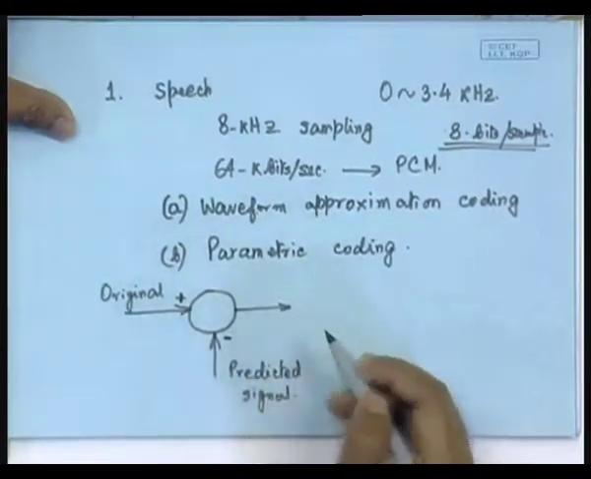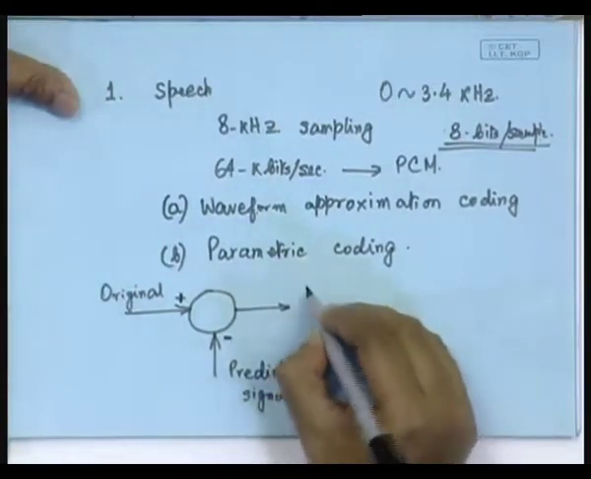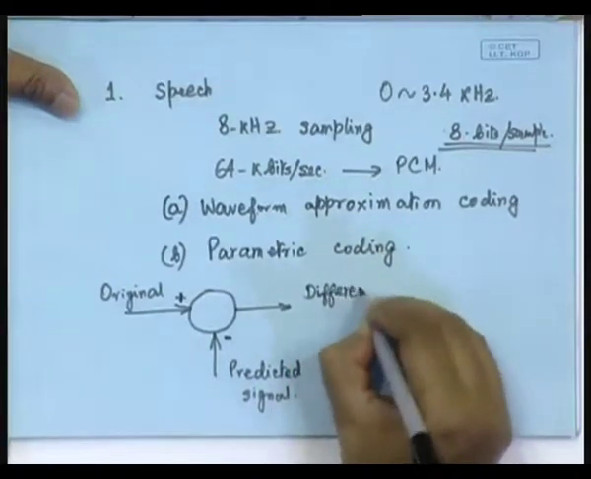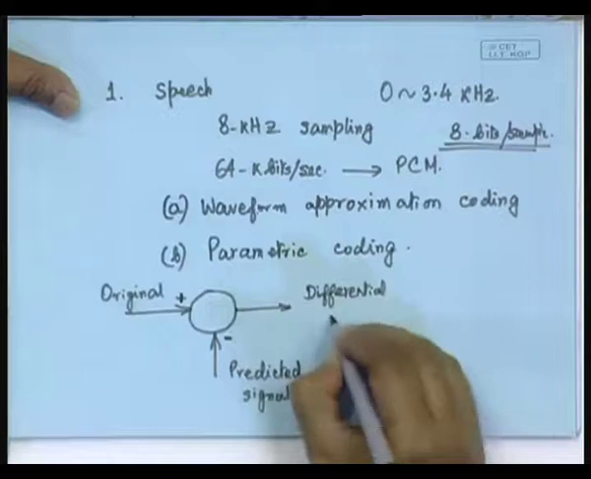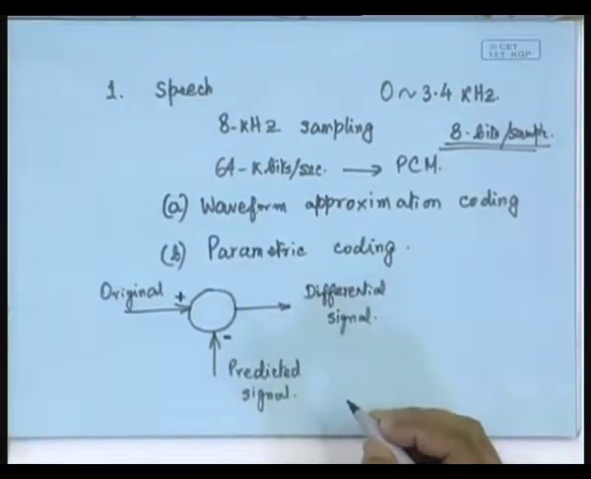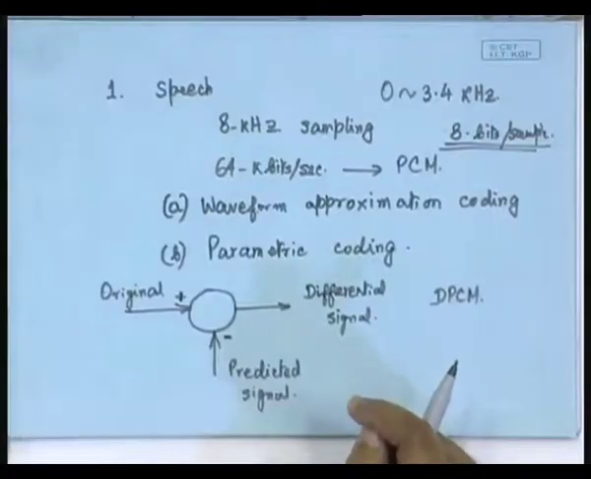What you have as the difference is the differential signal, or what you can also call the prediction error. This differential signal that is available to you, you can then apply a pulse code modulation technique on. You are going to call that technique differential pulse code modulation, or in short form DPCM. Now, this is one such technique.